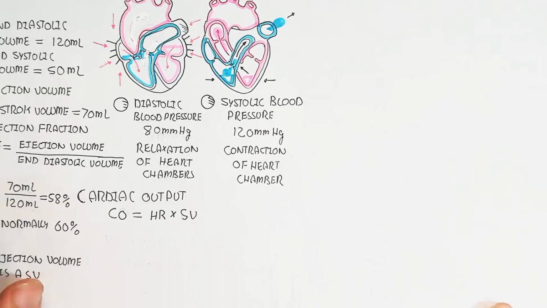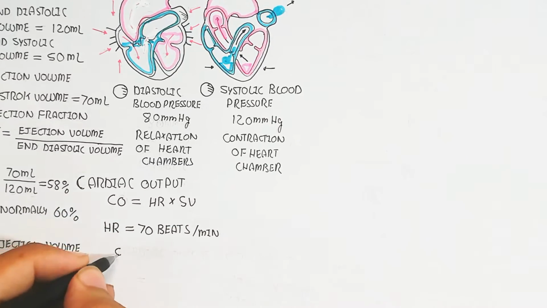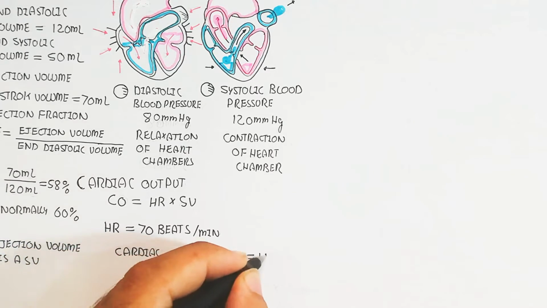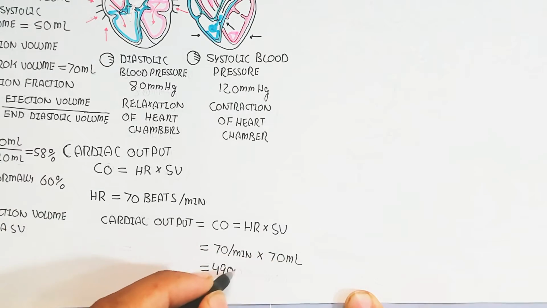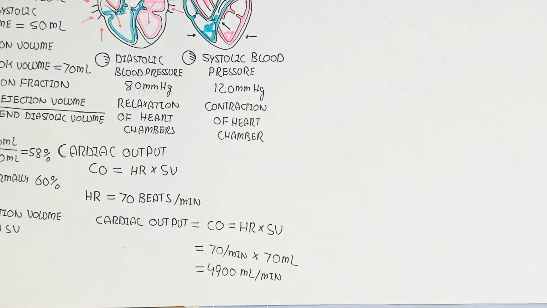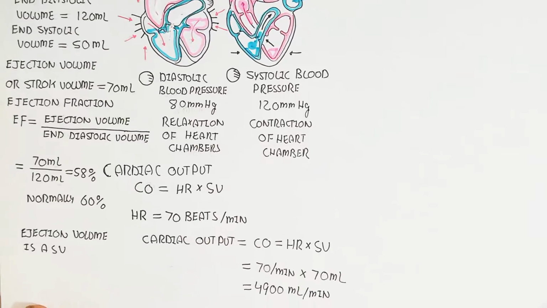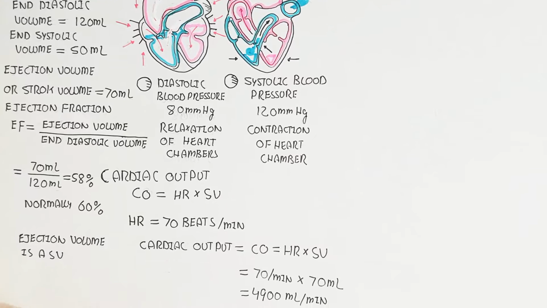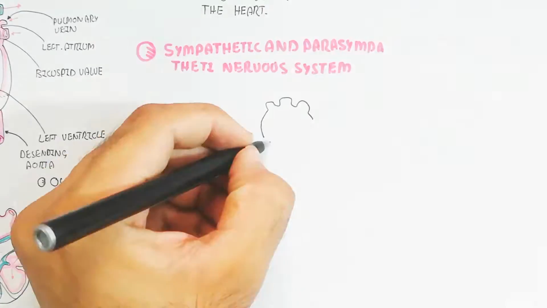So this is the cardiac output, basically CO is equal to heart rate times stroke volume. The heart rate is equal to 70 beats per minute, and in this way the cardiac output is equal to heart rate times stroke volume, which is 4900 ml per minute. So remember, 4900 ml per minute is the cardiac output, and normally the heart rate is 70 beats per minute.